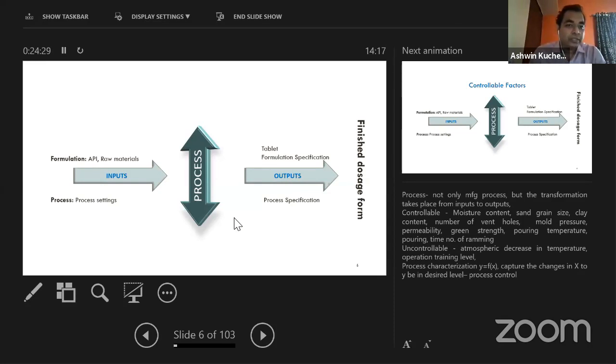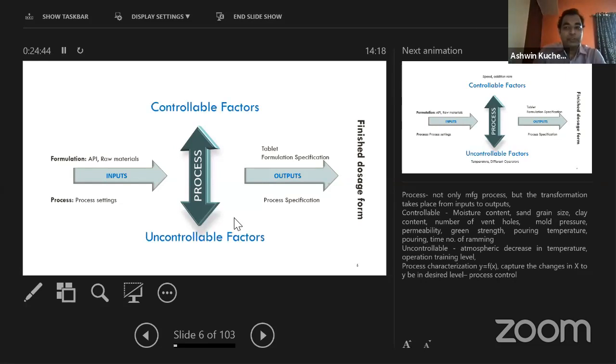If I'm using a wet granulation method, a compaction method, or a direct compression method, all its parameters, the critical process parameters, will be depicted in the process specifications. There are controllable factors and uncontrollable factors which will be responsible for the outputs. Control factors will be speed, addition rate, including API and raw materials. The uncontrollable factors will be temperature and different operators. In a production plant there are different operators with different knowledge, training, and education, and those are uncontrollable.